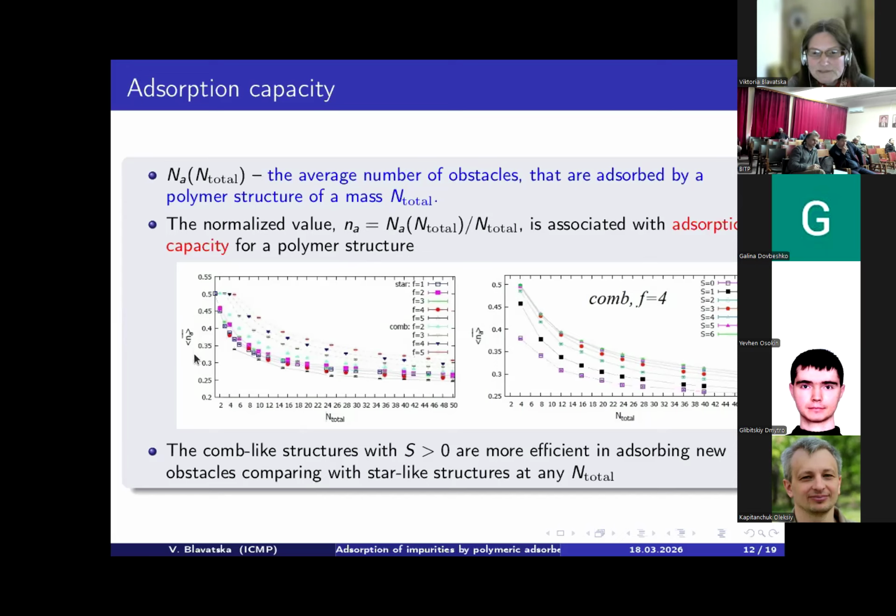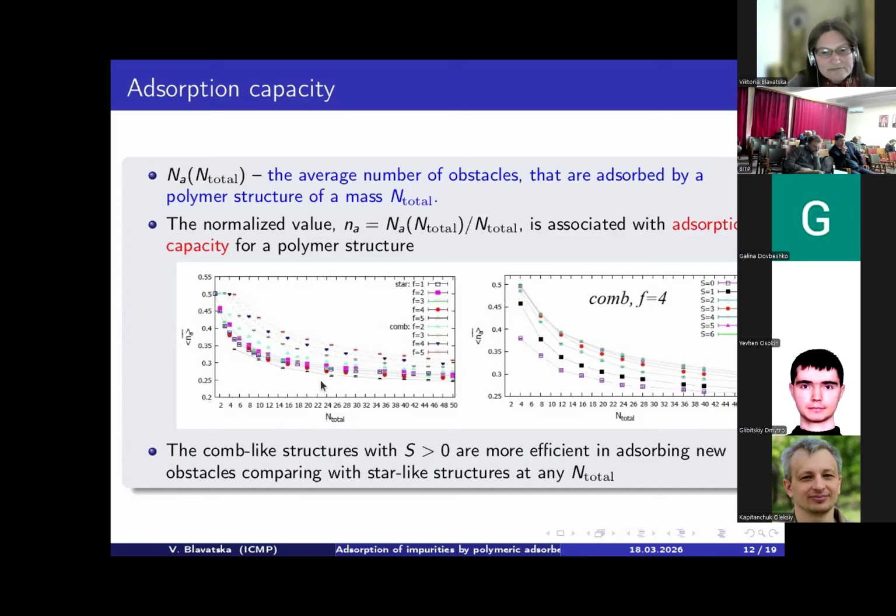So how does this quantity look? Here we have the adsorption capacity, and total is the total number of monomers in the polymer structure, comparing a star-like structure with zero central core and a complex structure with a rod-like central core. Again, let me remind you, F equal 1 is just a simple linear polymer chain, and the larger F is, the more grafted chains we have.